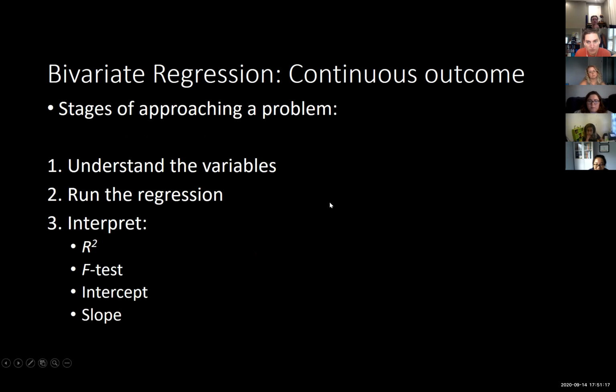When you're approaching a regression problem, which is what you're all going to start to do starting tomorrow, the first thing you need to do is understand the variables in your model. You've already done some of that for your assignment that you turned in today. Second, you'll run the regression, which you'll learn to do tomorrow. Third, I want you to interpret the R-squared, the F-test, the intercept, and the slope. We did all 4 of those today.